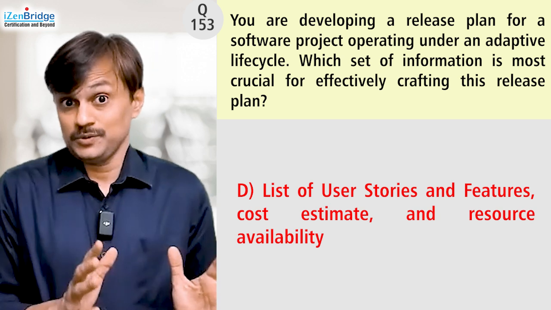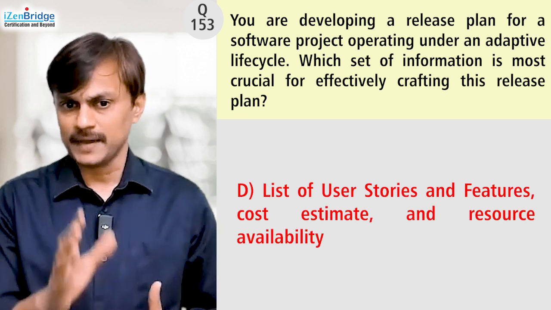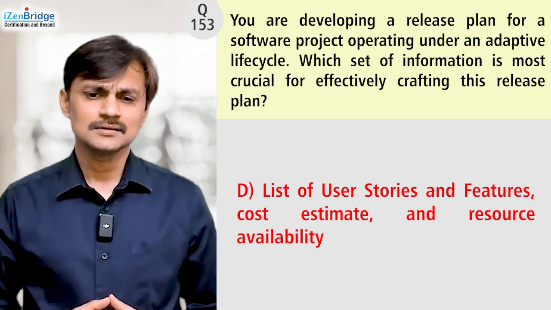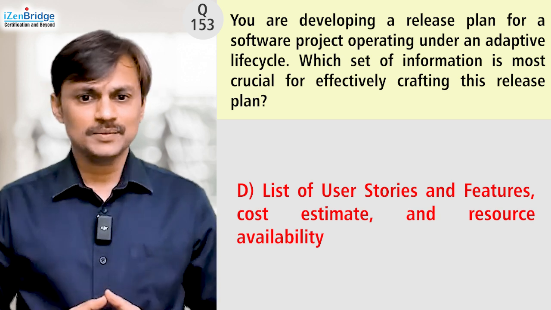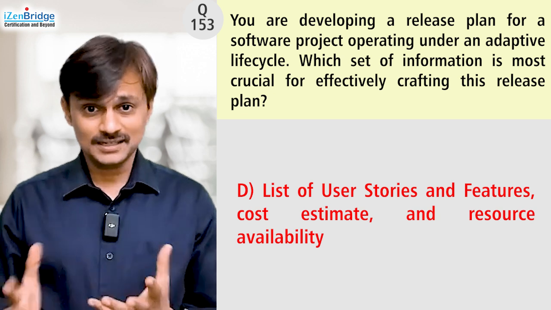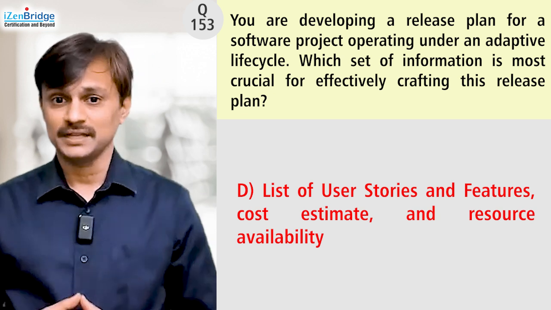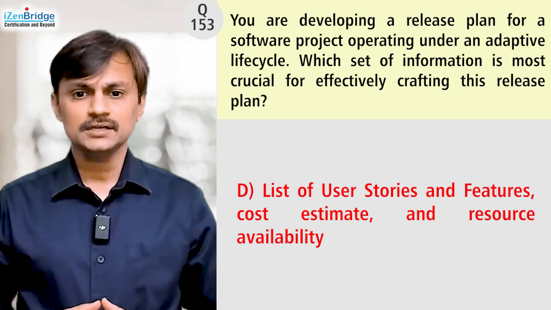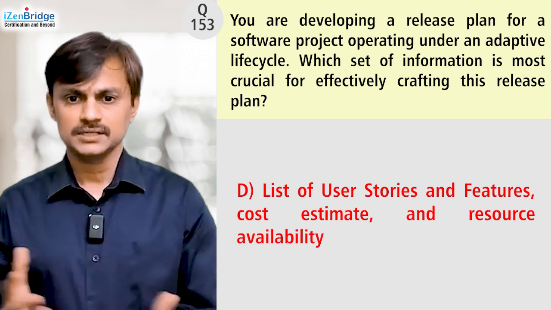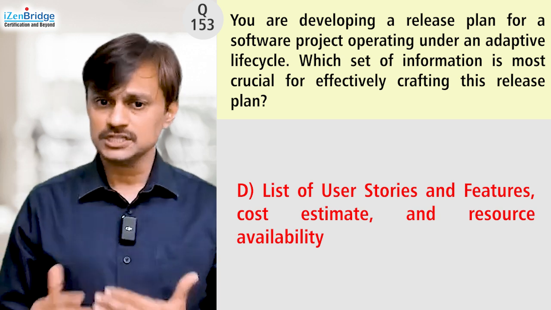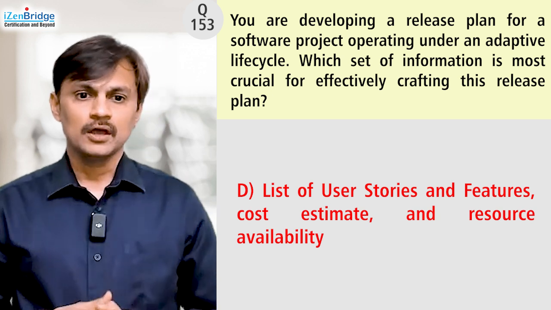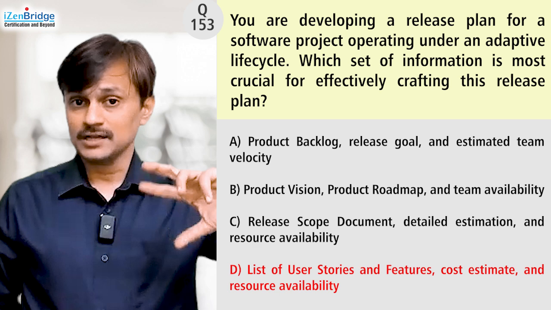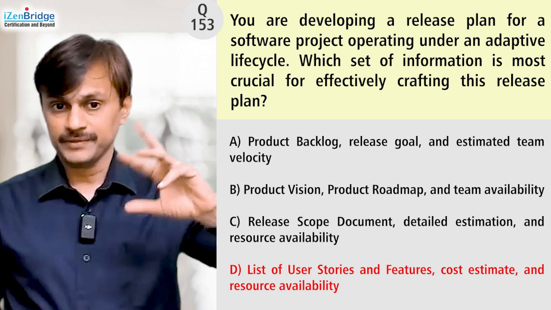Option D: list of the user stories and features. Okay, that seems to be good. A prioritized subset of a backlog, that much I can pick up. Cost estimates is difficult; they don't necessarily need to be there for release planning. Could be there, may not be there. Resource availability can help me in calculating velocity, but it's a little long path. Still, I would say D is coming close to A. So we need to choose between A and D.